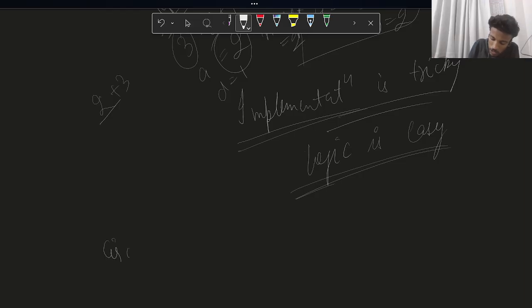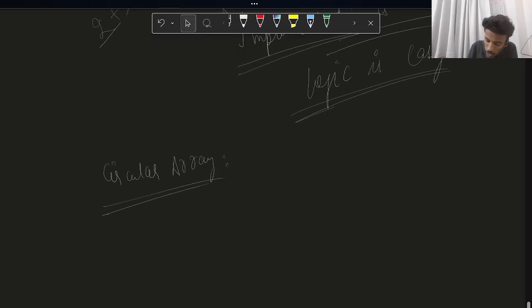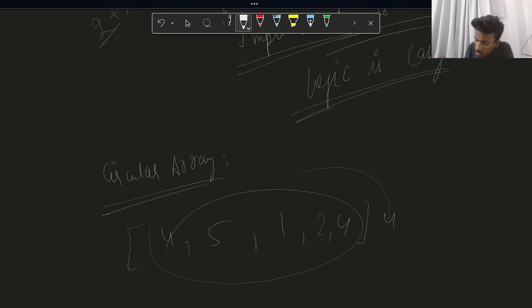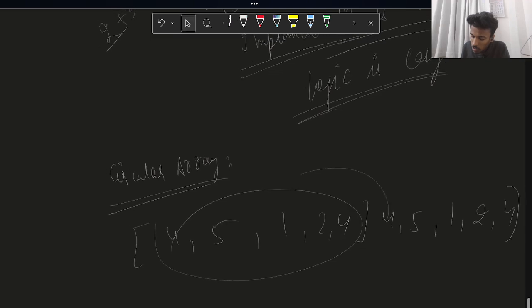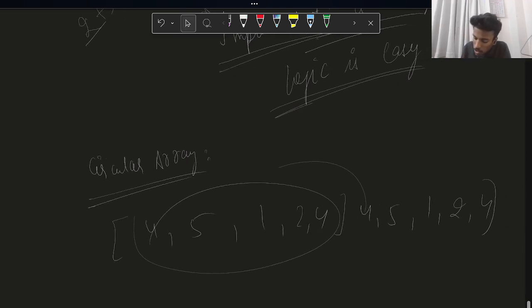Also for that circular array part, because the months are going to repeat themselves. So what you can do is, suppose this is your months array containing number of days 4, 5, 1, 2, 4. Just simply copy this whole array one more time: 4, 5, 1, 2, 4. Okay. So now this way the circularity is finished. Now whenever the person wants to end on this date, he can calculate from here also.